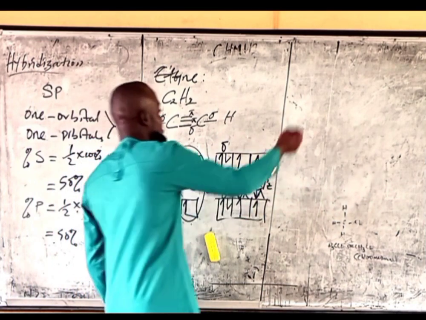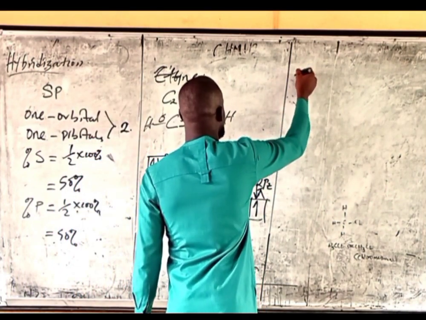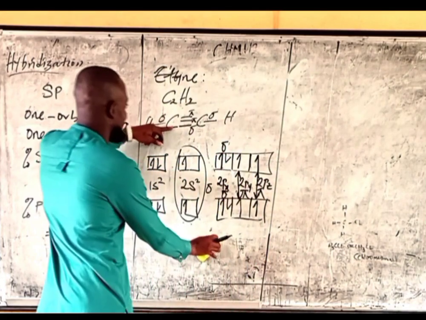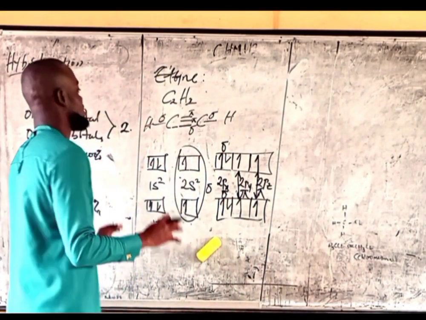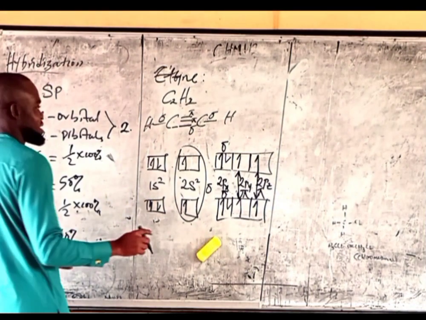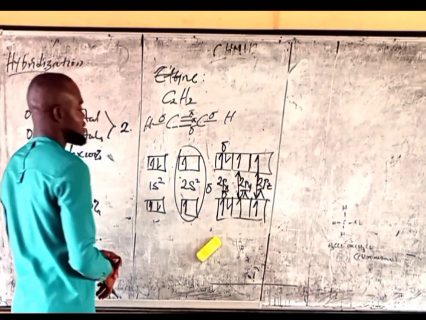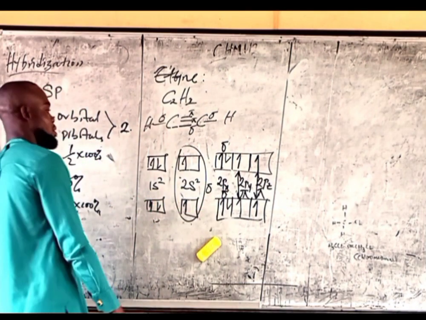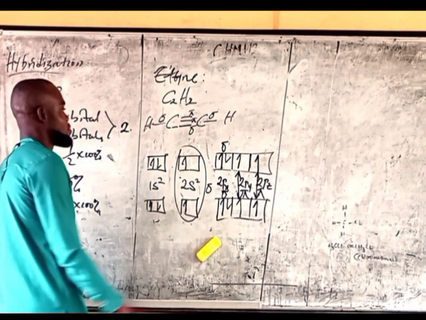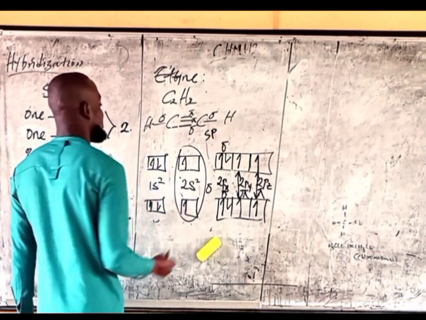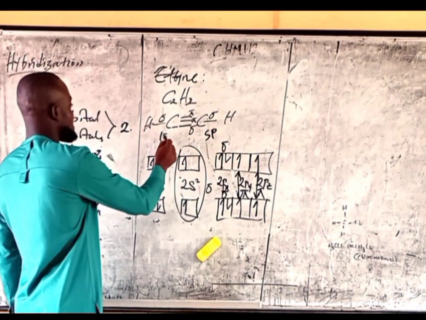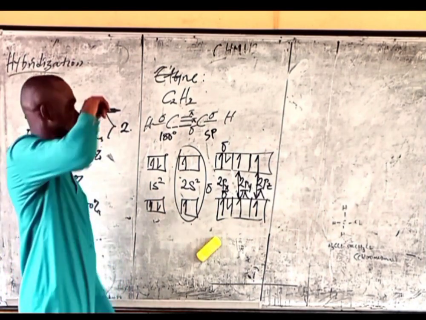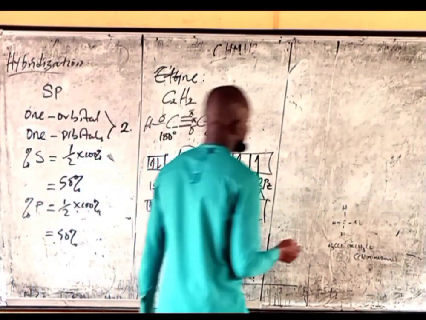For example, let me draw this. Like we said, this carbon and this carbon are sp hybridized. We showed it because they have just one s and one p orbital. So they are sp hybridized, the bond angle is 180 degrees, and the shape is linear.